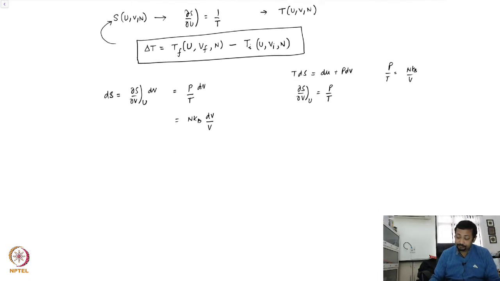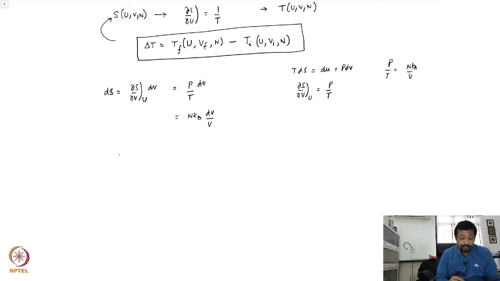Hence, the change in entropy ΔS in going from the initial state to the final state is given by NkB times the integral of dV over V, from Vi to Vf, which is NkB ln(Vf/Vi).